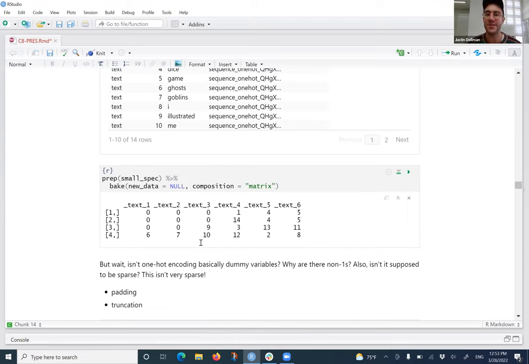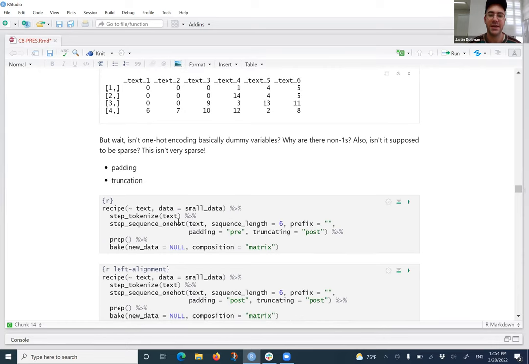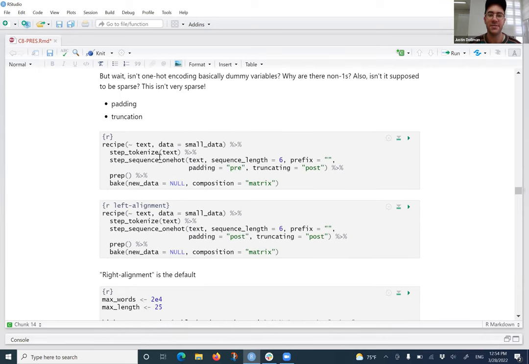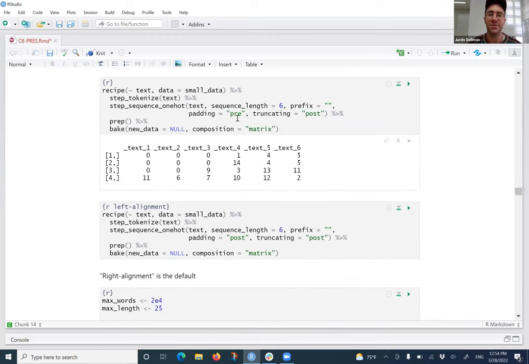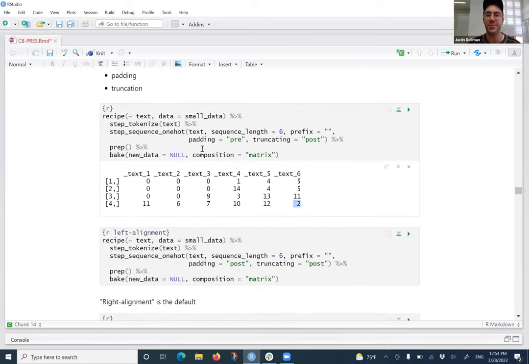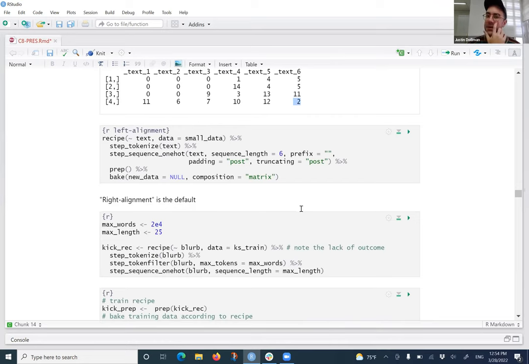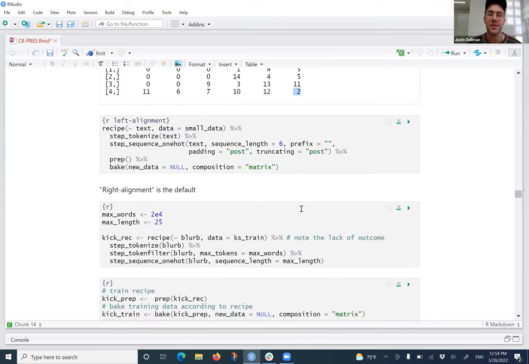So that's what our data is going to look like. There's padding, truncation, one hot sequence encoding. A lot happened there. I might as well run this, so we can get different results. This is pre-padding, but post-truncating. Notice now that we have a 2 here where we had an 8 here. So we can specify these differently. We can pre-pad, post-truncate, or we can do a post for both. But again, the default is to pre-pad and pre-truncate.